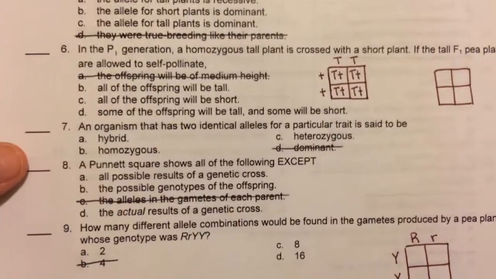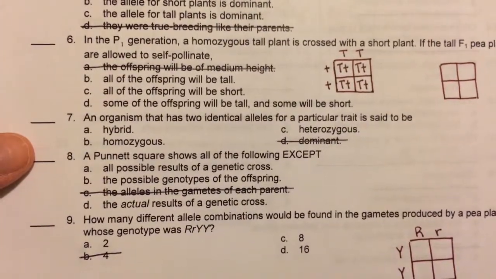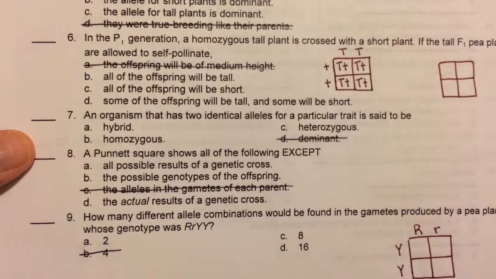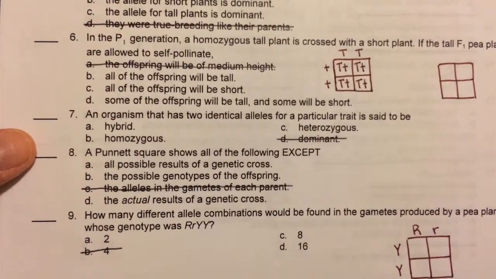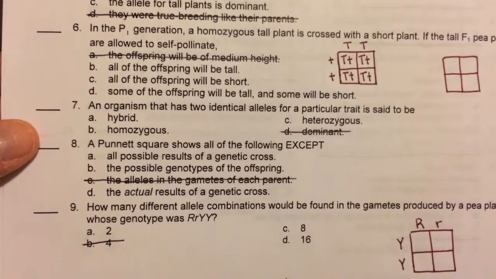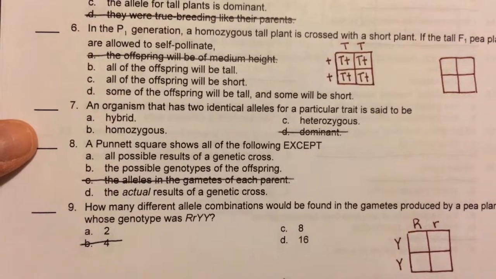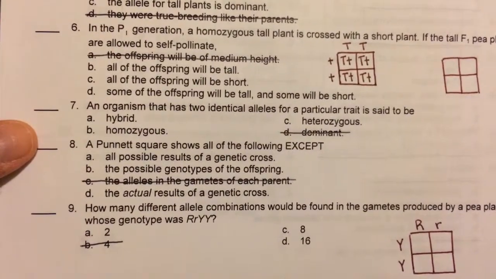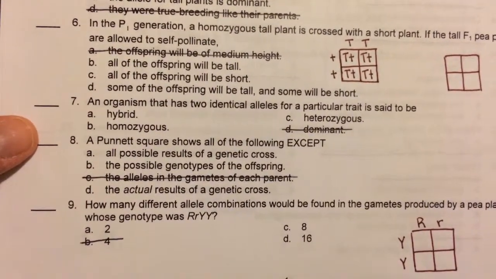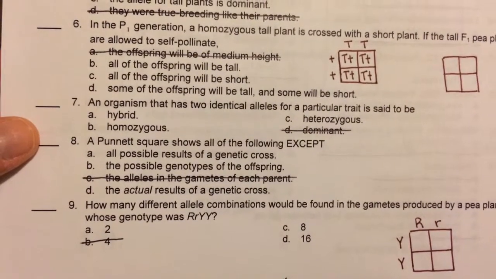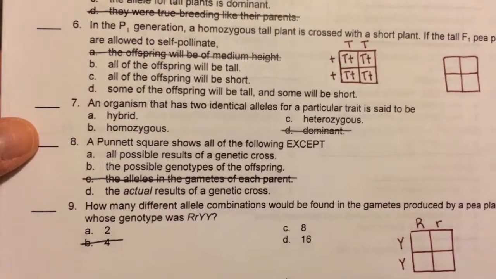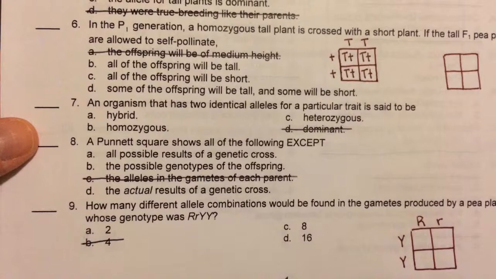Number 8, a Punnett square shows all of the following except A, all possible results of a genetic cross, B, the possible genotypes of the offspring, or D, the actual results of a genetic cross.